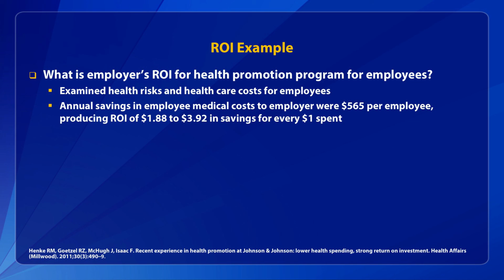Because the employer was the payer of the intervention and realized a financial gain as a result of the program, they were able to calculate the ROI to the employer from investing in the program. It ranged from a $1.88 to $3.92 return for every $1 spent. This is a good example where the payer of the intervention received financial gains as a result of public health investment, and thus could use ROI to make a strong business case.